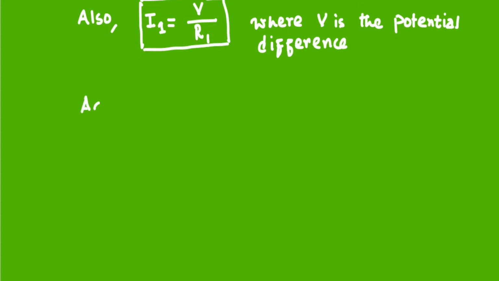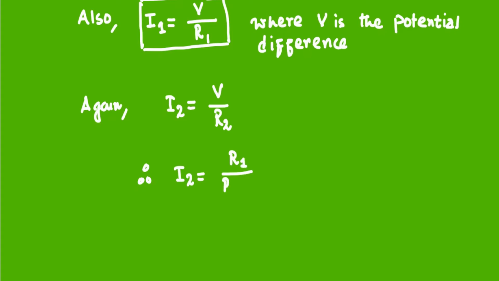Similarly, again, I2, current flowing through the other resistance R2, equals V by R2. Therefore, I2 equals R1 whole divided by R1 plus R2, bracket closed, into I. I2 equals R1 whole divided by R1 plus R2 into I.